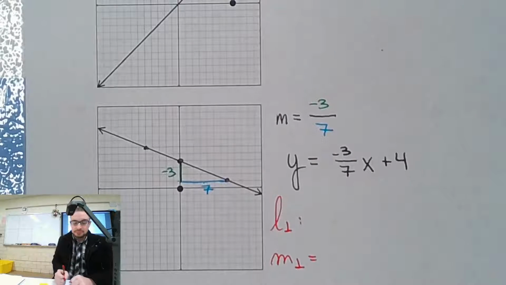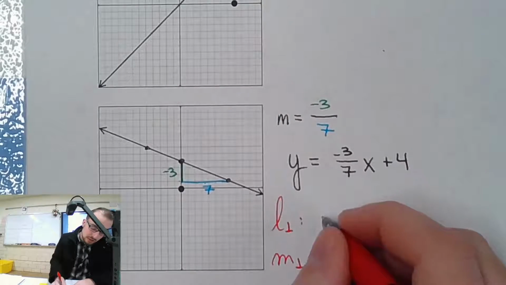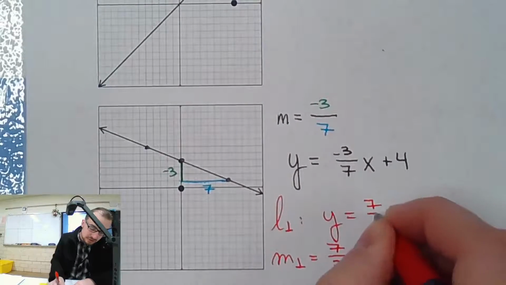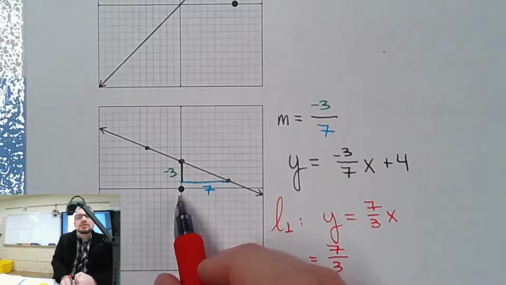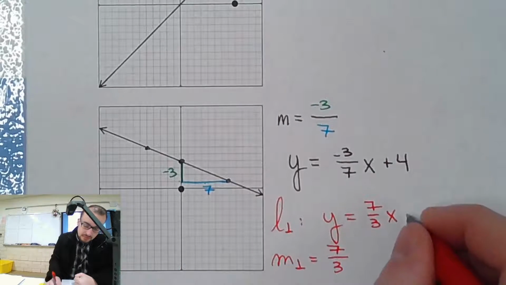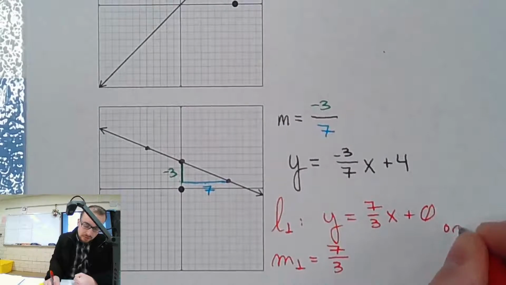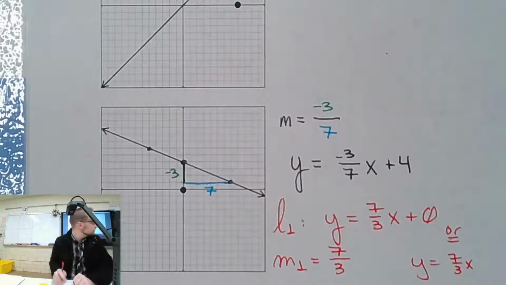What's that going to be? In this case, what's it going to be? 7/3, right? Flip and negate, meaning change the sign. So we're going to use that, which means our equation is going to be y equals 7/3 x. And the question is, where does this actually cross the y-axis? Well, it's going to cross it at 0, isn't it? Because the point that it has to go through is on the y-axis. So plus 0. Or you could write y equals 7/3 x and just leave it at that.